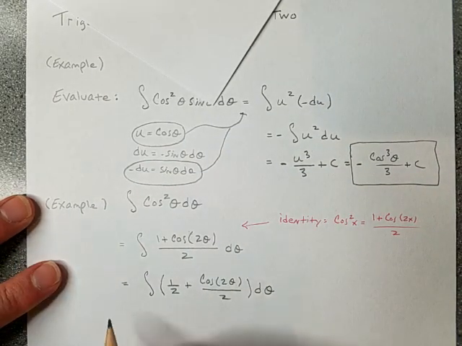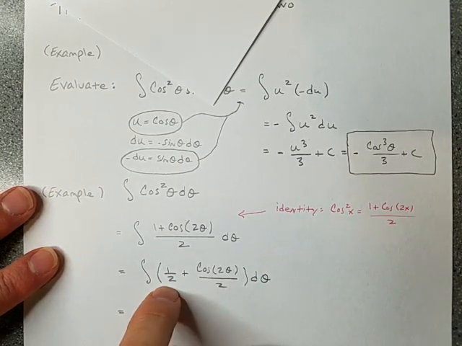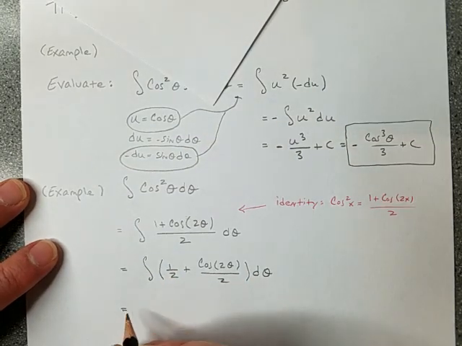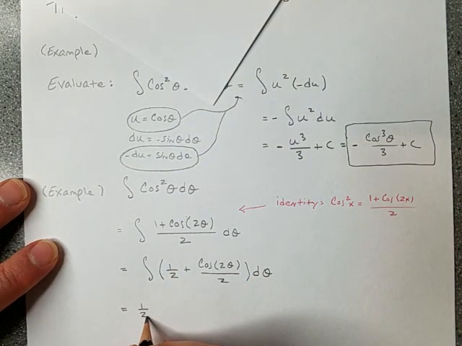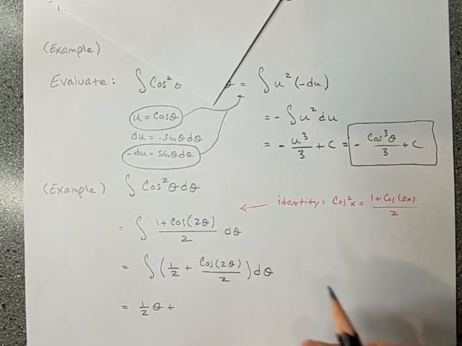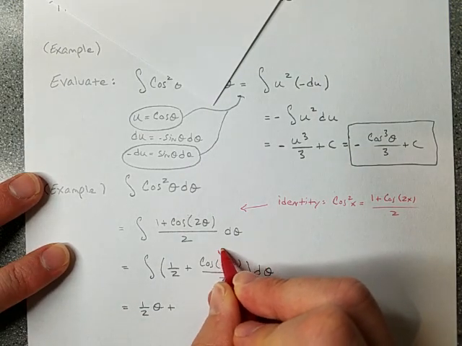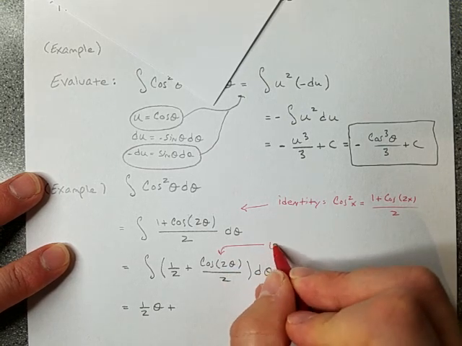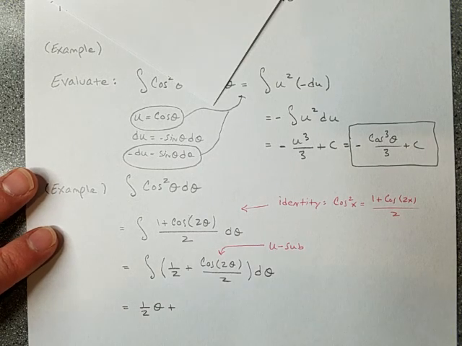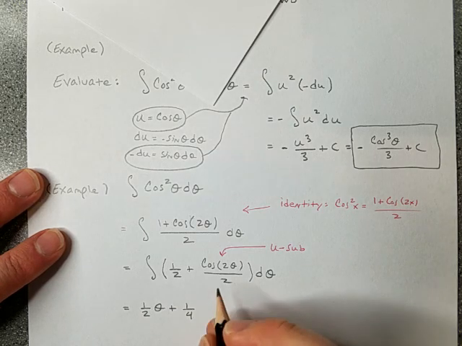Okay. Now, these are each easily doable. This one, well, that's just a constant. What's the antiderivative of 1/2 d theta? That will be, let's say, 1/2 theta. And what's the antiderivative of cosine 2 theta over 2? Well, it turns out that part of it, the cosine 2 theta over 2, that's U-substitution. Okay? Now, for now, I'd like to just tell you the answer. You're going to get 1/4 sine 2 theta.